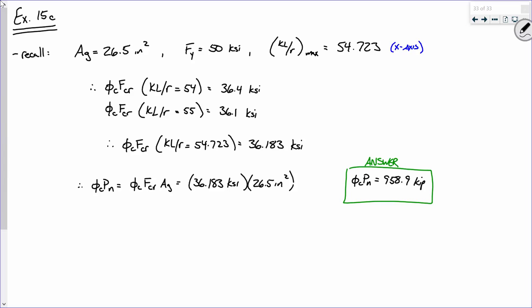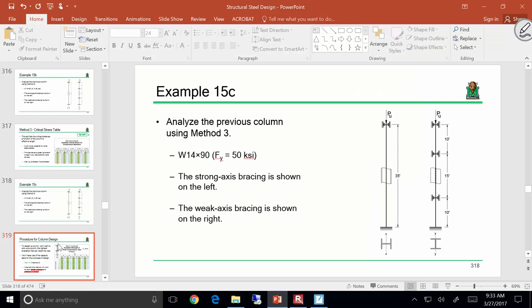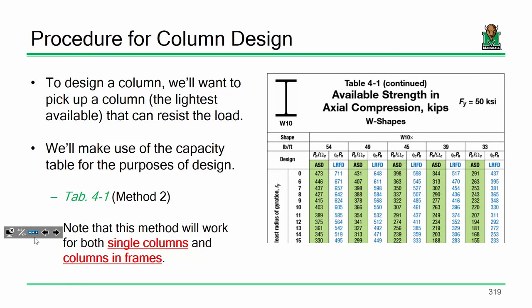All right. So if you understand that, then what I want to do is talk a little bit about design. Up until now, when we've been talking about columns, we've been talking about column analysis. In other words, here's a column, it's this long, it's W14 by 90, it's this grade of steel. How strong is it? In other words, how much load can that column withstand before it fails? Now, that's great and everything, but in design mode, we don't know what the column is. Our job is to pick the column.